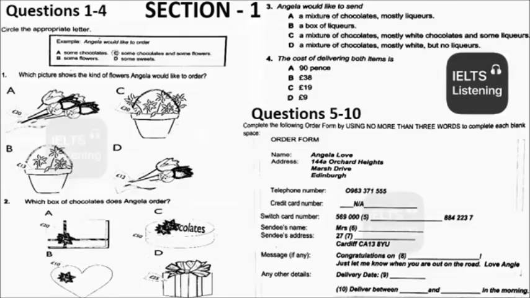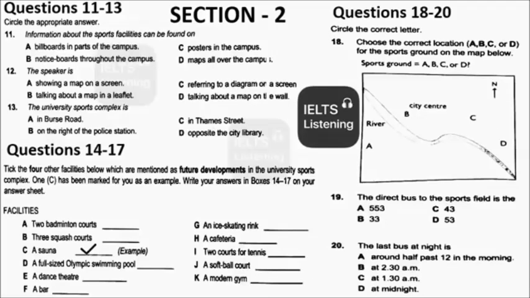Now turn to section 2. Section 2. You are going to hear a talk given by the university sports representative of the student union at a university. First, look at questions 11 to 13. For these questions, there are 4 alternatives, A, B, C and D. Decide which alternative is the most suitable answer and circle the appropriate letter.